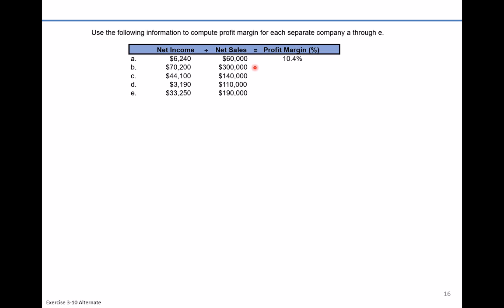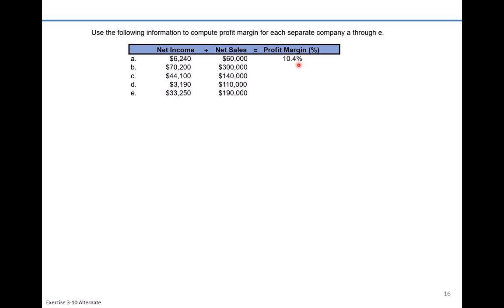So for part A, net income of $6,240 divided by sales of $60,000 gives us a profit margin of 10.4%. So what does this mean? Well, it means basically for every $100 the company had in sales, they had $10.40 of profit.